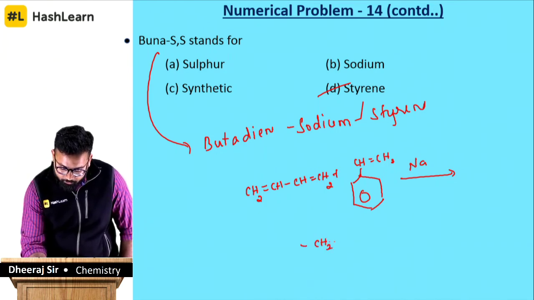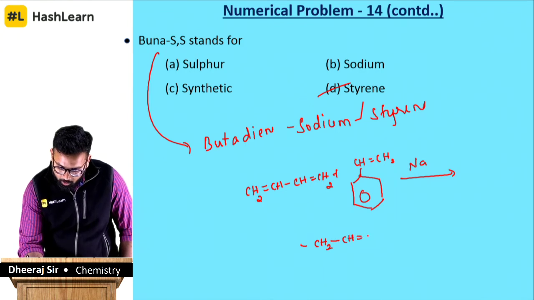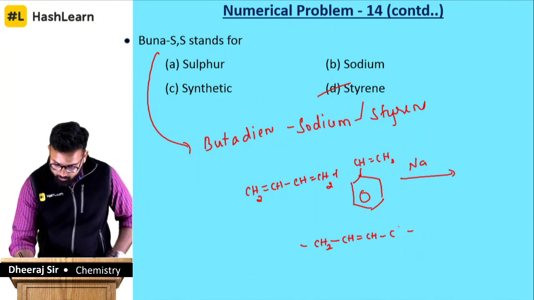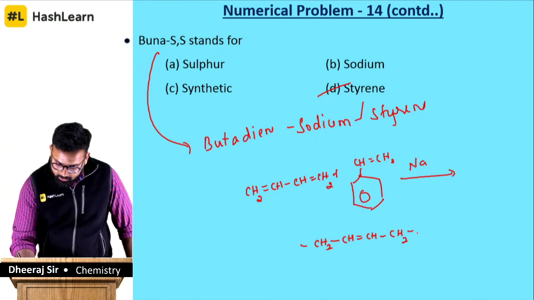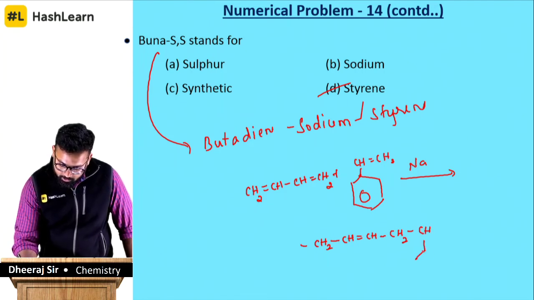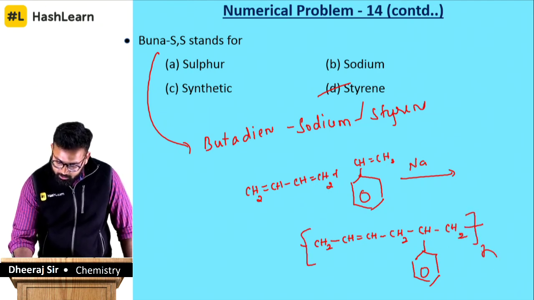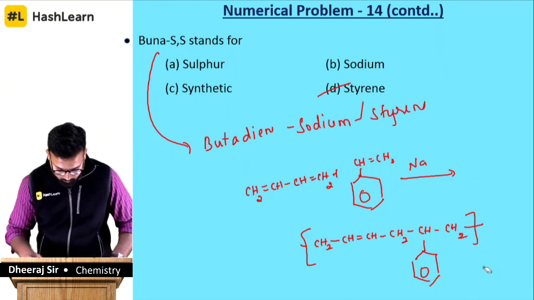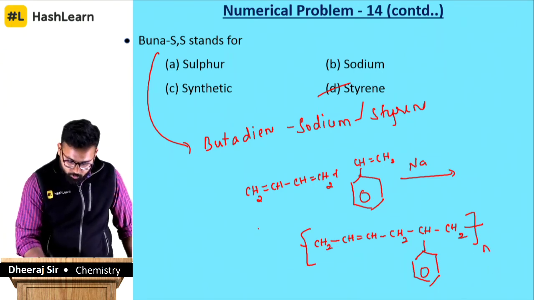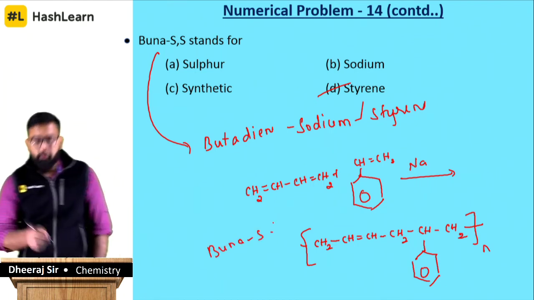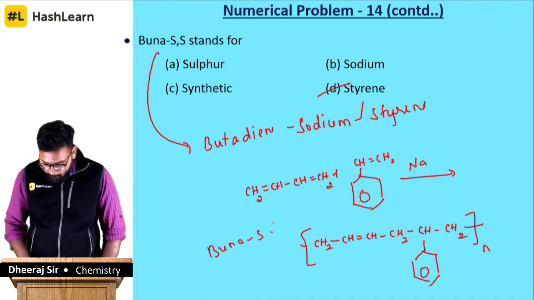So you have CH2, CH double bond CH, CH2. The valency becomes free here, CH2, and then this valency becomes free. So CH, benzene ring and CH2. This is n times. This is Buna S. This is the overall polymer Buna S, which stands for butadiene, sodium, and styrene.